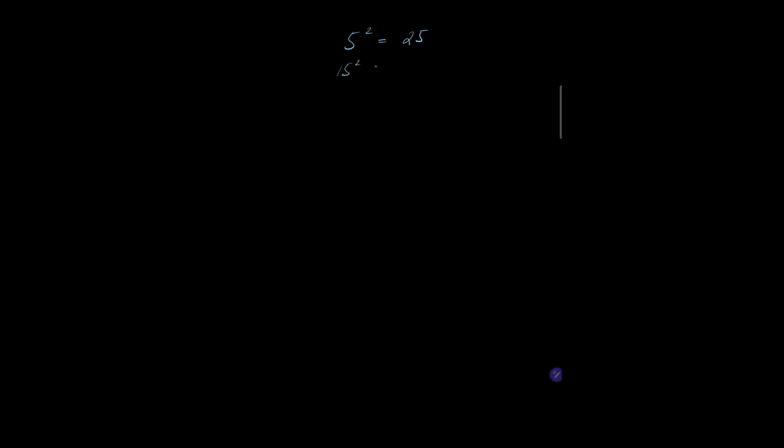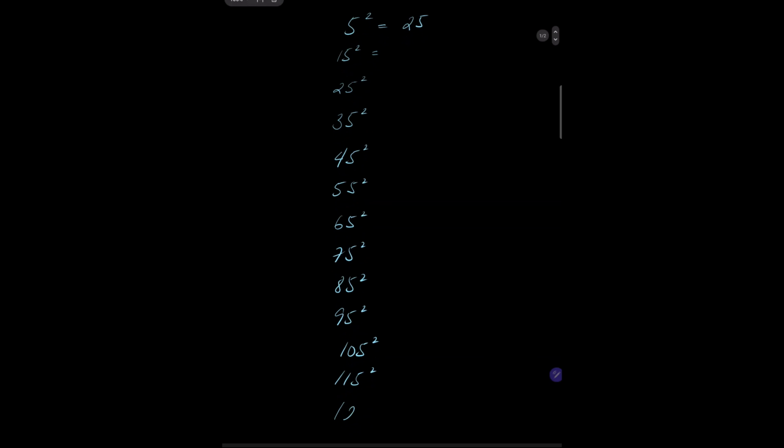And 15 squared, we don't know what that is, so let's write down all the numbers that end with a 5 from 15 to 95, or maybe we can go a little bit higher. 15 squared, 25 squared, 35 squared, 45 squared, and so on. Let's write these numbers down. 55 squared, 65 squared, and so on. 95 squared, 105 squared, 115 squared. Let's finish off with 125, rather, squared.